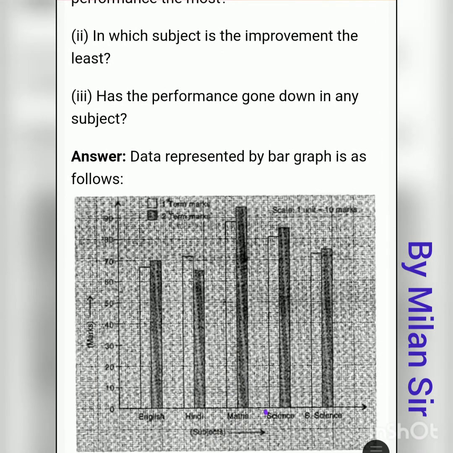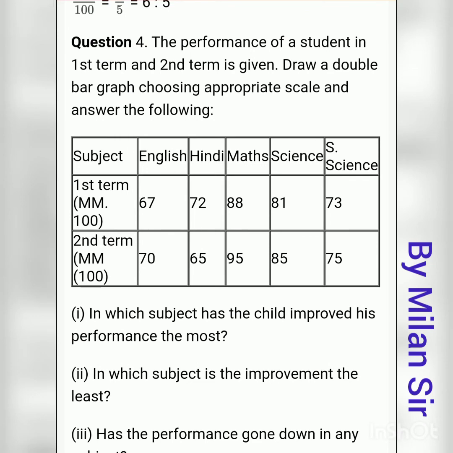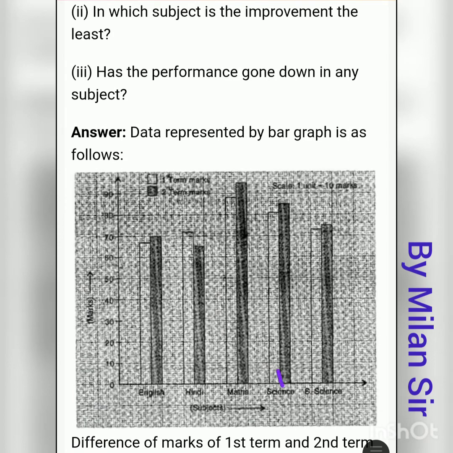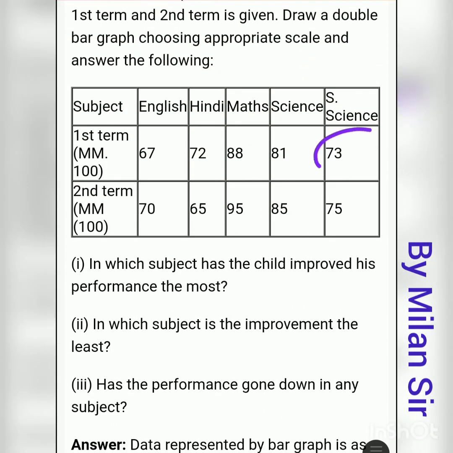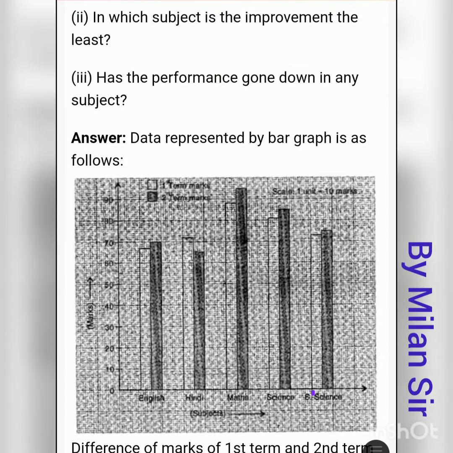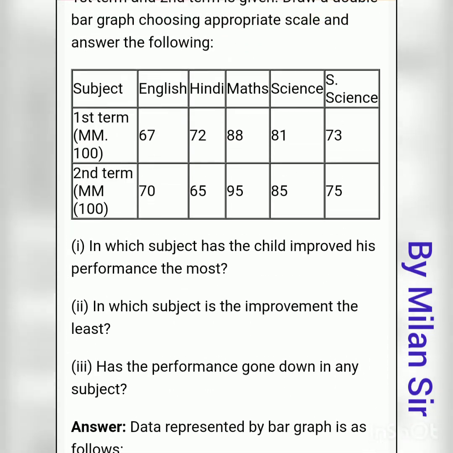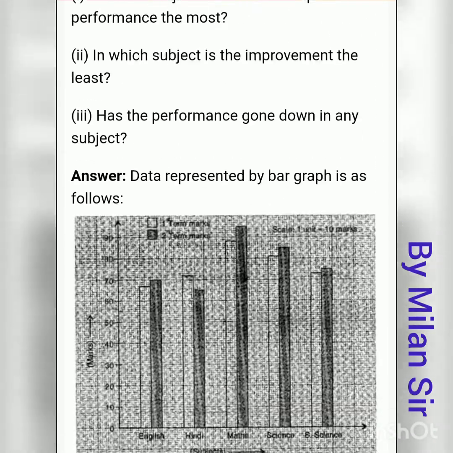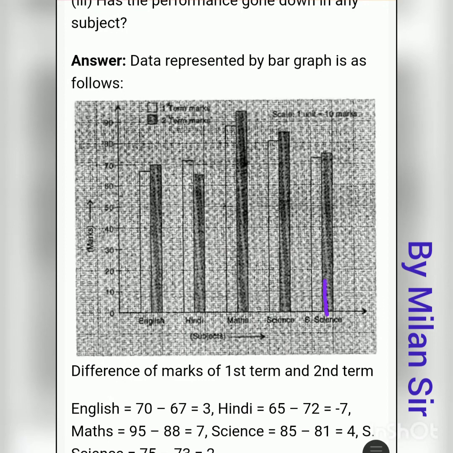So for science, the blank portion is 81. After 81 the line is drawn, and for the second term 85 lies exactly between 80 and 90, so after 85 the line is drawn. Okay, and we need to fill up this portion. Last, social science: first term 73, after 73 the line is drawn, and the blank portion represents the marks of SS in the first term. Here 75 is exactly in between 70 and 80, so after 75 the line is drawn, and the filled portion represents the SS marks in the second term.